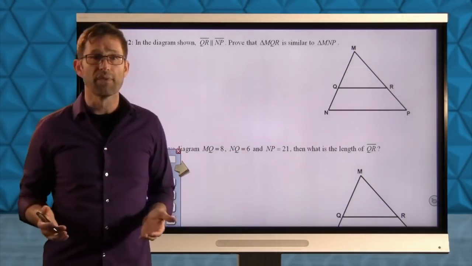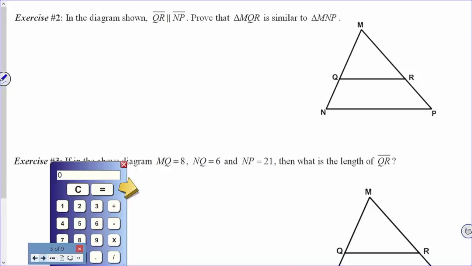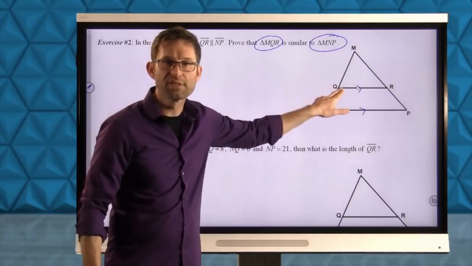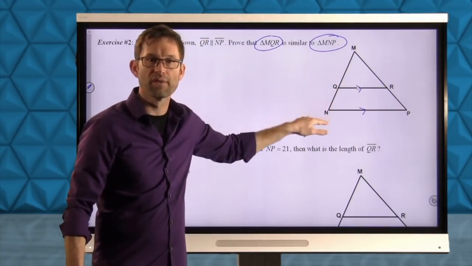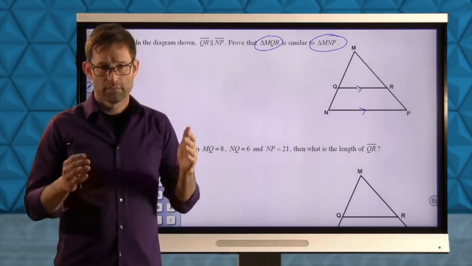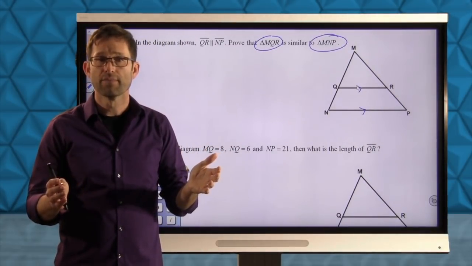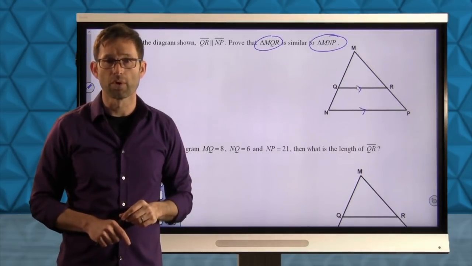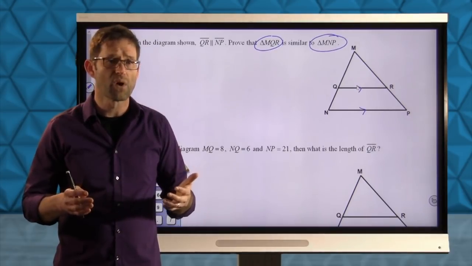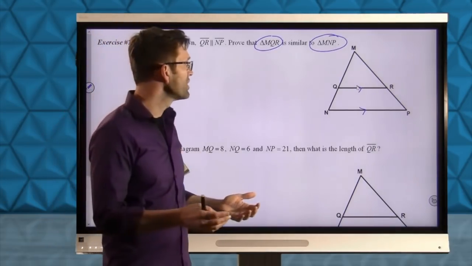So let's take a look at this and see how it pans out. Exercise number 2. In the diagram shown, QR is parallel to NP. Prove that MQR is similar to MNP. All right? So I want to prove that this smaller triangle, MQR, is similar to this larger triangle, MNP. Okay? Now, let's just work through this together and see how the angle-angle similarity theorem works. In a certain sense, one of the things that's tricky about the angle-angle similarity theorem is oftentimes you can do a bunch of different things with it.